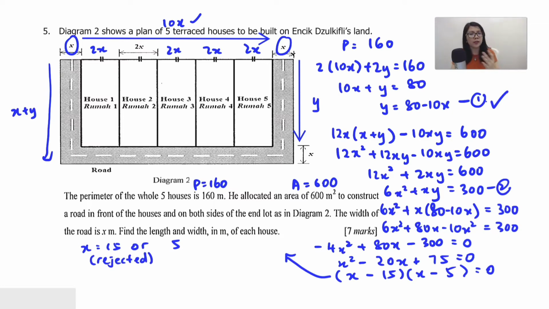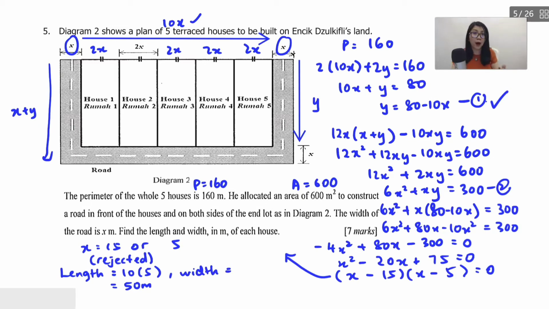I have to mention what is the length and what is the width. The length of the house is 10x, so 10 times 5 is 50 meters. And the width of the house is y. So what is y? I'm going to substitute into the y formula in equation 1. So 80 minus 10 times 5, 80 minus 50 is 30. So 30 meters. That will be the answer.